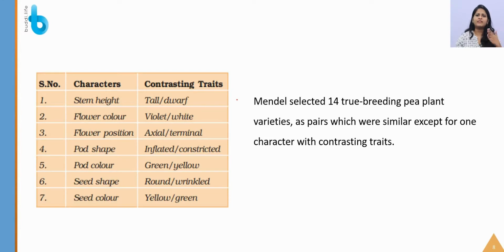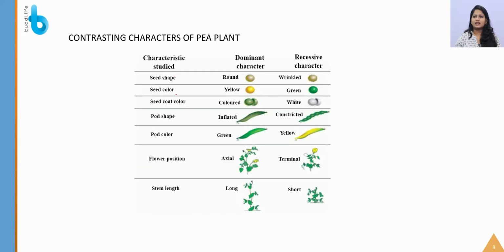For example, if Mendel had chosen a tree, what would have happened? It would have a very long lifespan, so the experiment would have been hindered, or it would have been difficult to identify the particular character which is being passed on after each generation. So these are the characters.